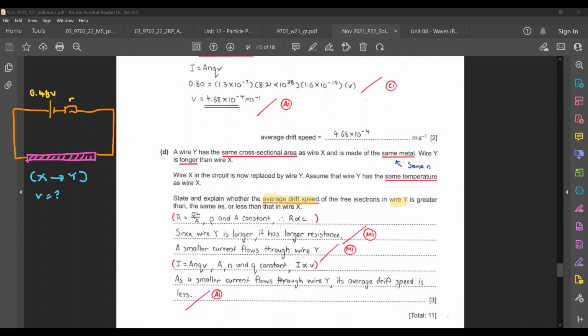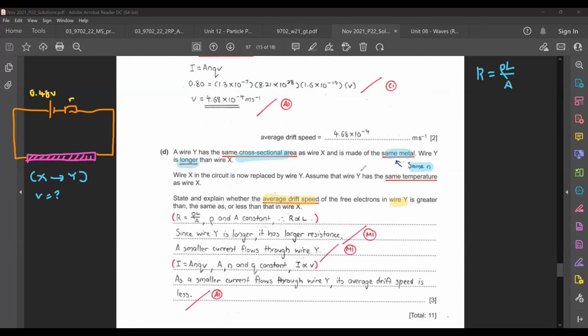Right, so what we know here is that wire Y has the same cross-sectional area and the same metal. So the moment we know that X and Y are made of the same metal, we know they're going to have the same number density. Okay, and then Y is longer than X. So in our case, we use this equation: R is equal to rho L over A. We know A is the same, rho is the same.